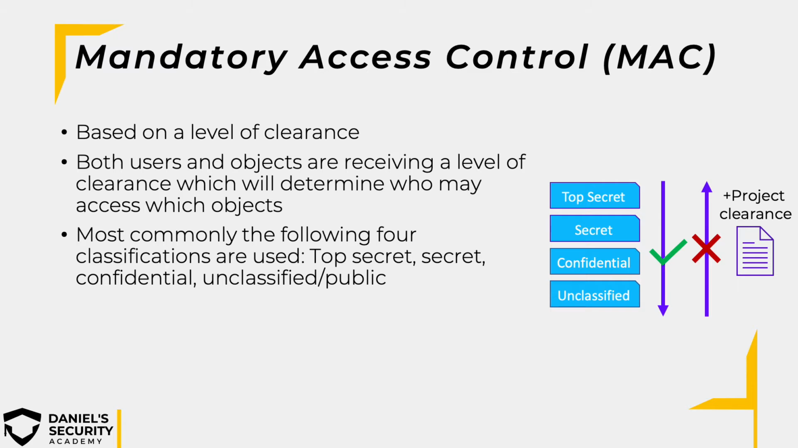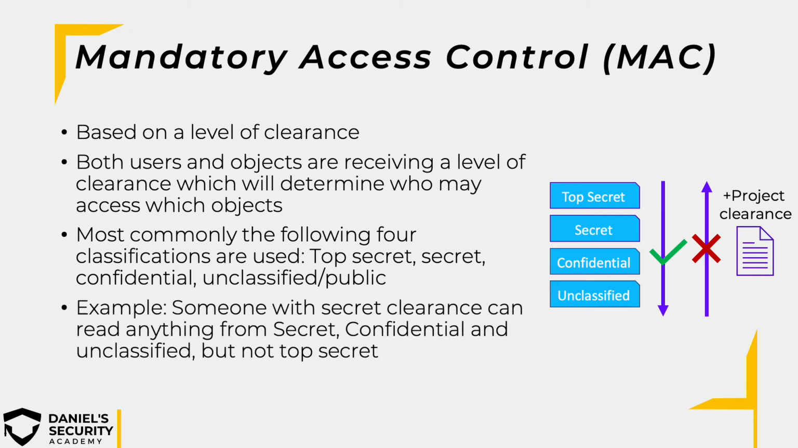Most commonly, you will find the 4 classifications you see on the right-hand side here, which is top secret, secret, confidential, unclassified. And let's make it an example. So someone with a secret clearance, the second highest, can read anything from secret, confidential, and unclassified, but cannot read top secret. So you can read top down, but not bottom up. So you can read anything below your actual clearance, but you cannot read up.